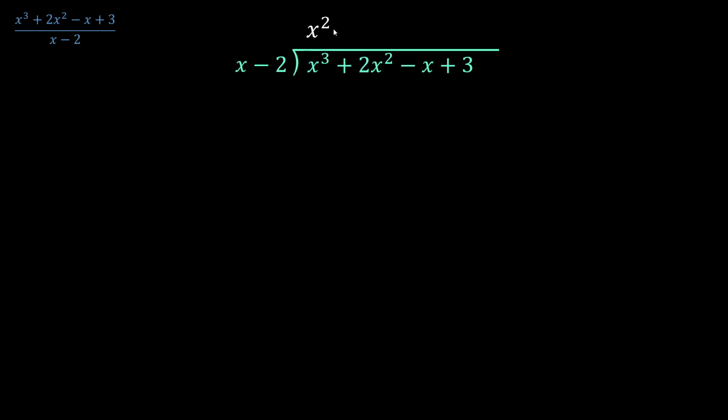Just like in our previous example, we have x squared and we multiply that by the x take 2. I'm just going to write it down here. Again, you don't have to, but I like to. It makes fewer mistakes for me, and so I can see what I'm doing. Now I need to multiply those two together and write it under here. So x squared times x, that's x cubed. x squared times negative 2 is negative 2x squared.